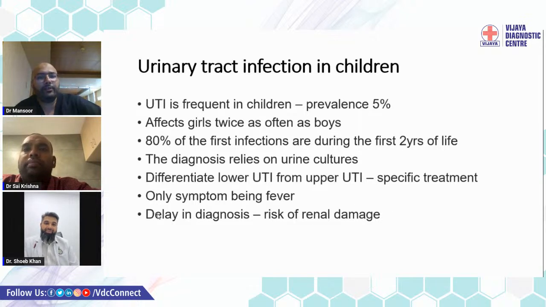UTI is frequent in children with a prevalence of 5%. It affects girls twice as often as boys. 80% of first infections occur during the first 2 years of life. Diagnosis relies on urine cultures.